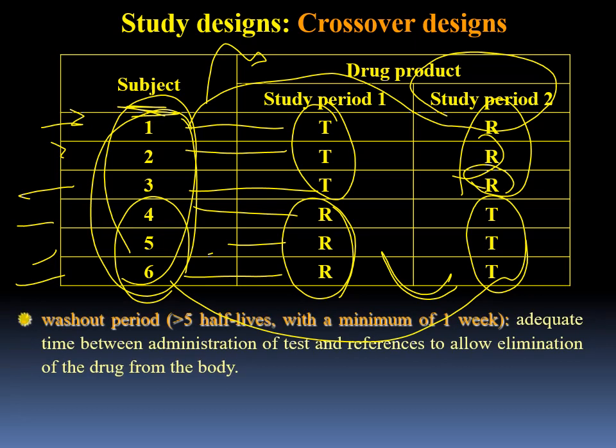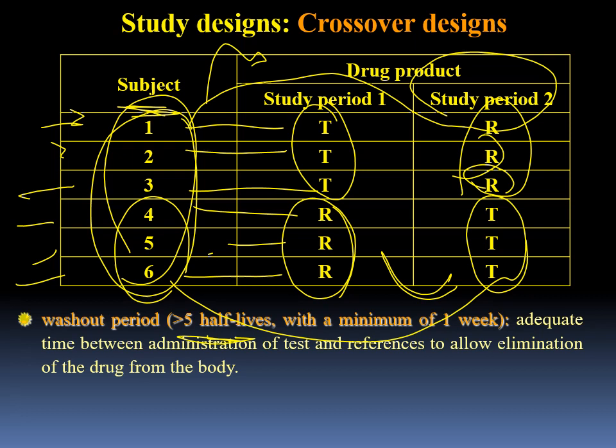The second point here, what is the meaning of the washout period? There is a condition that we need to know. This washout period should exceed 5 half-lives with a minimum of 1 week. So if the drug has a 1 hour elimination T-half, 5 half-lives means 5 hours, 5 times 1. But we will not make it 5 hours, we'll make it at least 1 week. But if there is another drug having an elimination T-half of 2 days, so 2 days times 5, it will be 10 days. So the washout period for this drug will be 10 days.